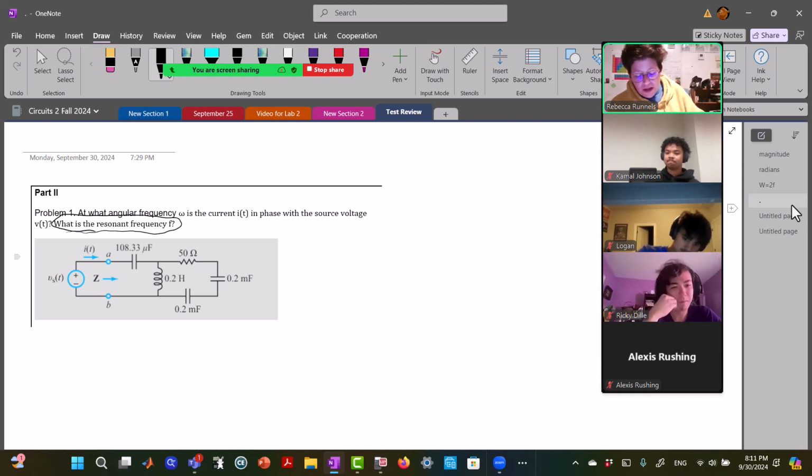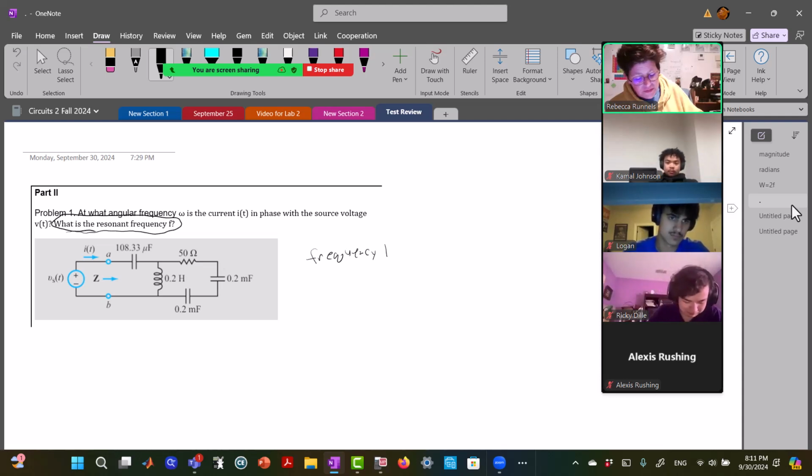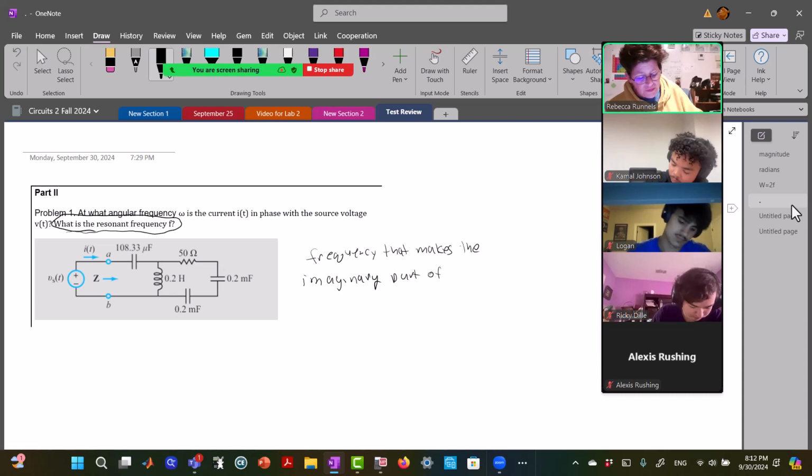Okay, so the way you find the resonant frequency is, if you had an RLC circuit that was already set up nice, you could use a formula to find it, but really what we're looking for is this: the resonant frequency is the frequency that makes the imaginary part of the impedance equal to 0.